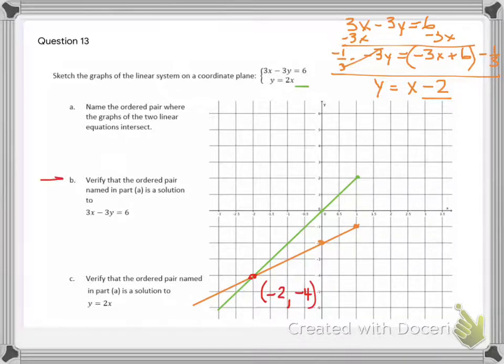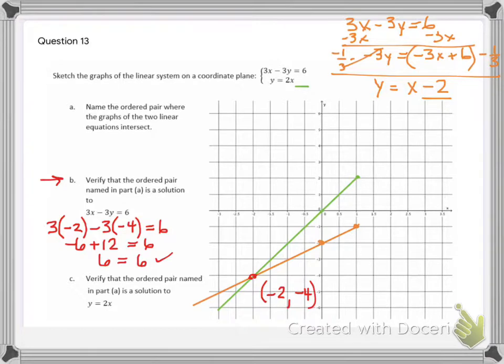So for part B, we're going to substitute our x and y values that we found. So I have 3 times x, which we found was negative 2, minus 3 times y, which we found as negative 4, and that should be equal to 6. So let's see if that's true. 3 times negative 2, that's a negative 6. Negative 3 times negative 4, that's a positive 12, and that has to equal 6. And let's see, positive 12 and negative 6, yes, 6 equals 6. It checks out for the first equation.